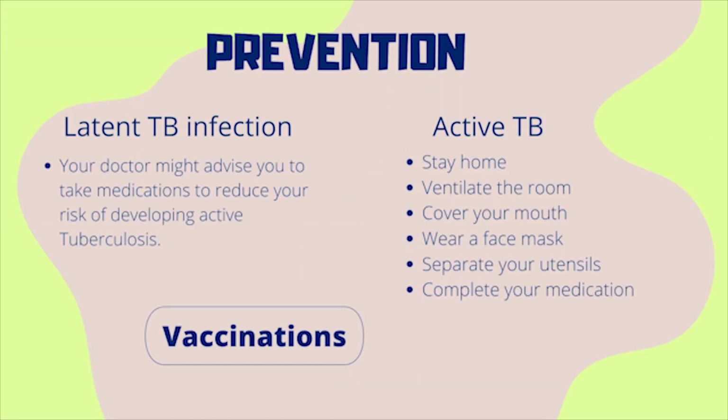So what are the preventions for latent TB infection? So your doctor might advise you to take medications to reduce your risk of developing active tuberculosis. So once magkaroon kayo ng any respiratory infection, you have to follow your medications and take it kasi nga kapag napabayaan, it may progress to active TB. So for active TB, you have to stay home. Of course, isolation is one of the management, and then ventilate the room. So you have to open your windows and then cover your mouth. So it means to say you have to wear mask.